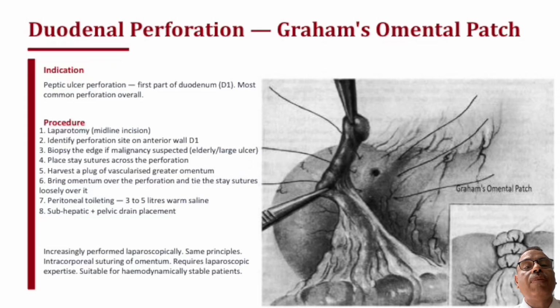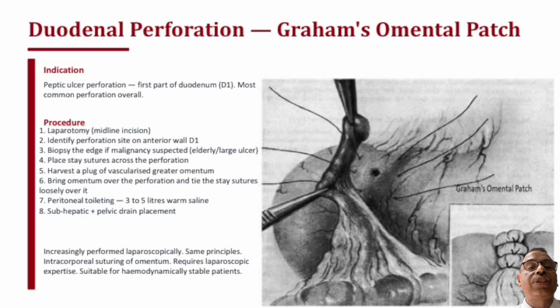The procedure is to do a midline supraumbilical incision and identify the perforation site on the anterior wall of the duodenum, just under the liver. Biopsy the edge if malignancy is suspected. In duodenal ulcer it is very rare, but in gastric ulcer a biopsy of the ulcer should definitely be taken from at least 7 to 8 sites. Place stay sutures across the perforation as shown. Three stay sutures should be taken: one proximal, one through the perforation, and one distal to it.